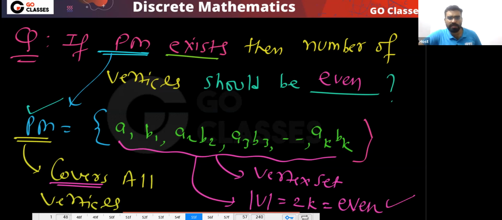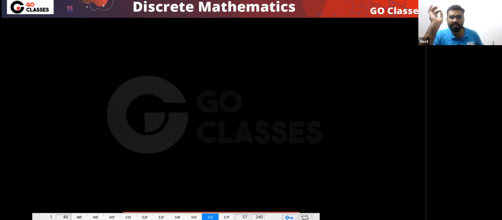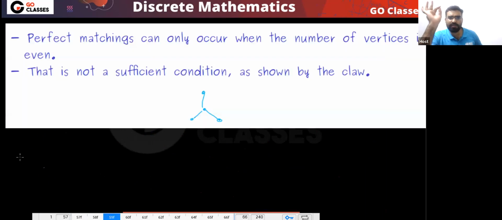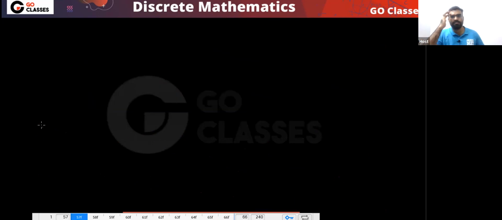Is this clear? The concept of matching, please tell me, is this clear? Like the concept of matching, independent set, edge cover, vertex cover, all these concepts, are they clear? Anyone has any doubt? Let me know. Please let me know if you have any doubt.